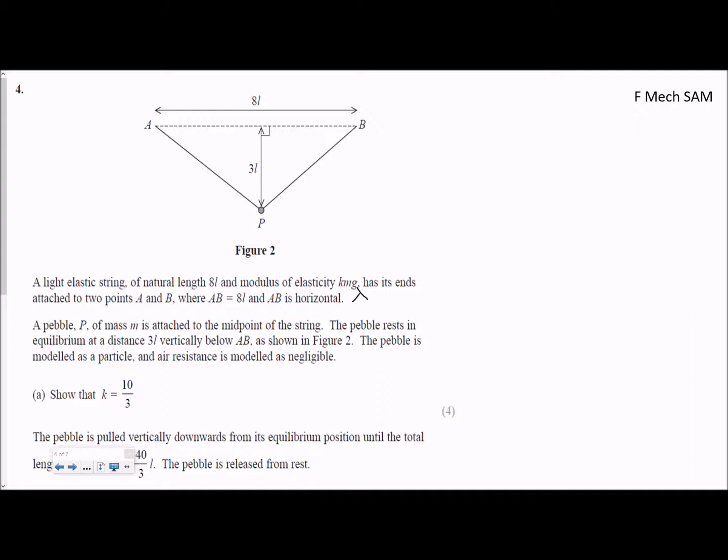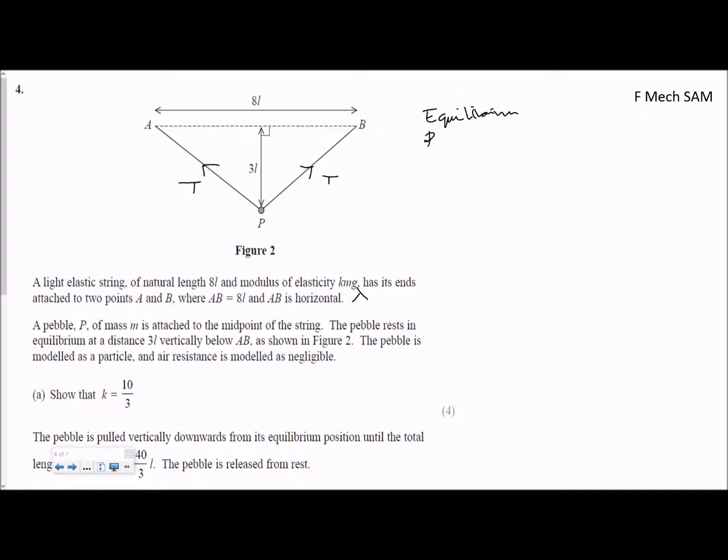So what's happened is the string is stretched, so we're going to have tension in the string, and these tensions are going to be equal. So the first bit is we're going to find k. So the system is in equilibrium.